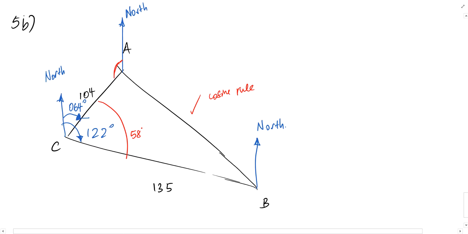Do you know how to find this angle? 180 minus 64. What is the reason? Not corresponding. Interior angles, parallel lines. Where are the parallel lines? The two north arrows. Okay, so this one you can find.